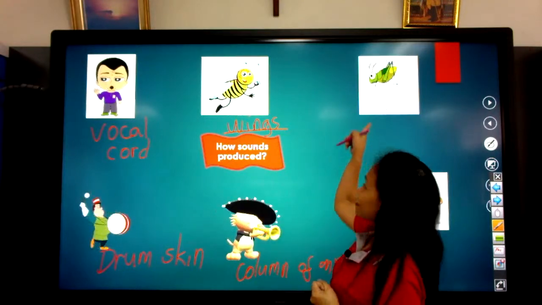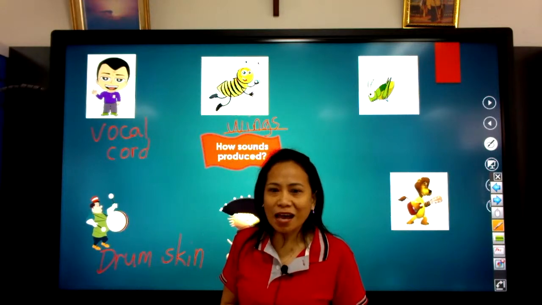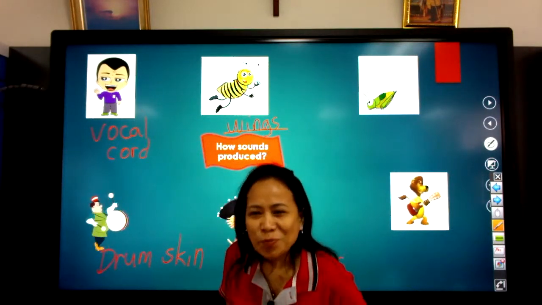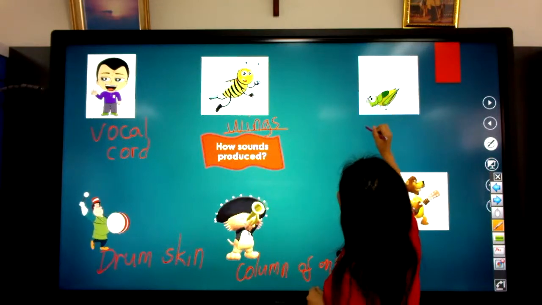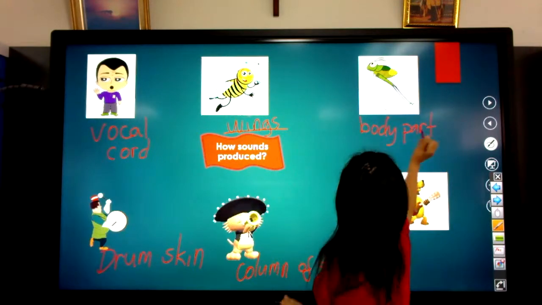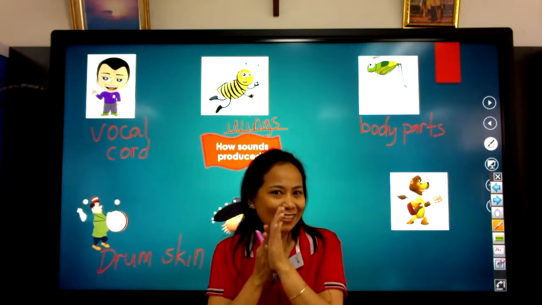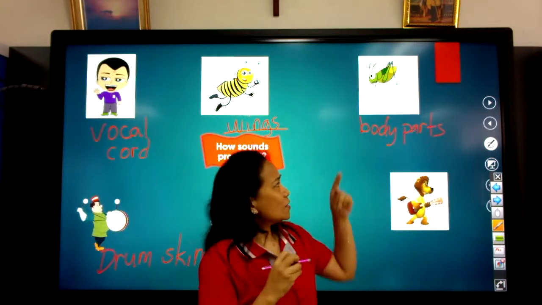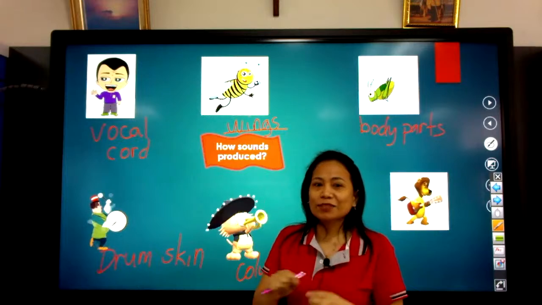And then, how about the grasshopper? Does the grasshopper have a mouth to produce a sound? Do they have a vocal cord? What is the answer? Yes, very good. Their body parts produce sound. How? When they rub their body like this, right? When you rub your two hands, you feel the heat, or you also produce sound. That also happens in the grasshopper. They rub their bodies and the body produces sounds and it vibrates.